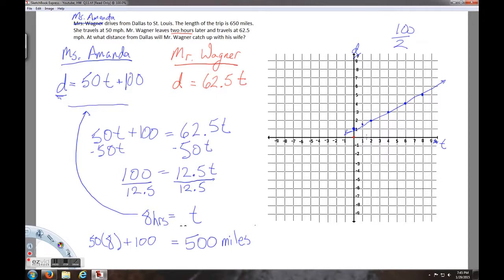But it's going to be hard to do on this graph, so I'm going to see how far I go in 2 hours. And in 2 hours, I will have gone 125 miles. So I'm just multiplying 62.5 by 2. So in 2 hours, I'll have gone 125 miles. And that's going to be my slope. So in the next 2 hours, I'll have gone another 125. And the next 2 hours, same thing. And then finally, 8 hours have gone by, and I have reached my wife.